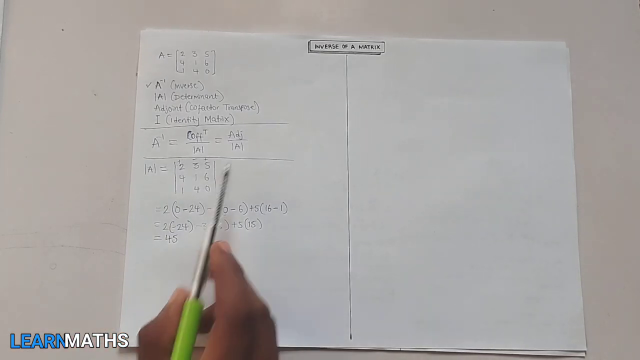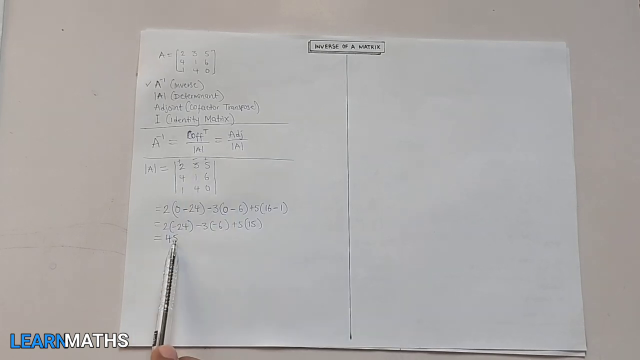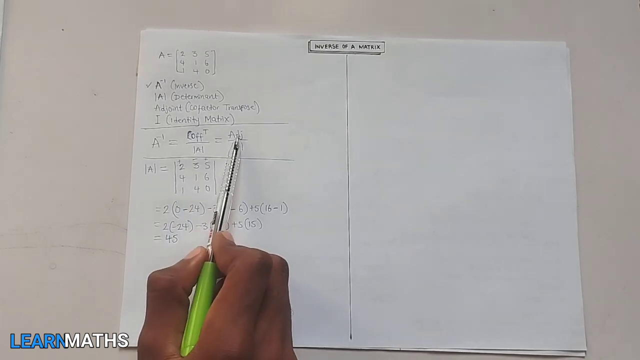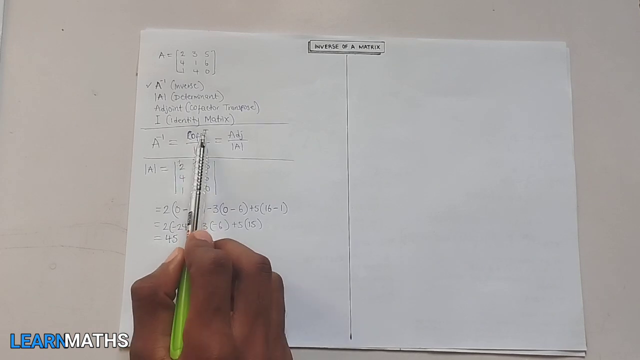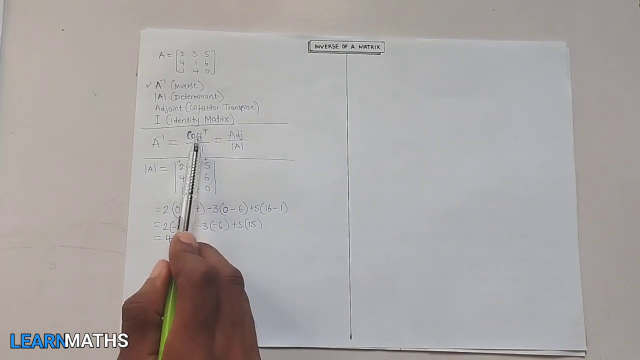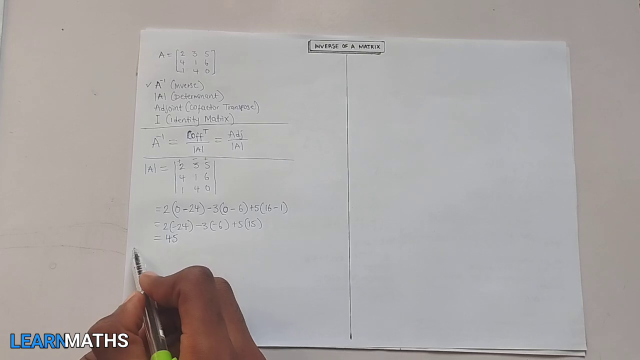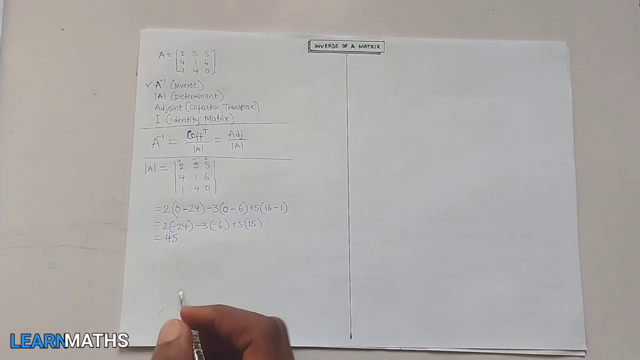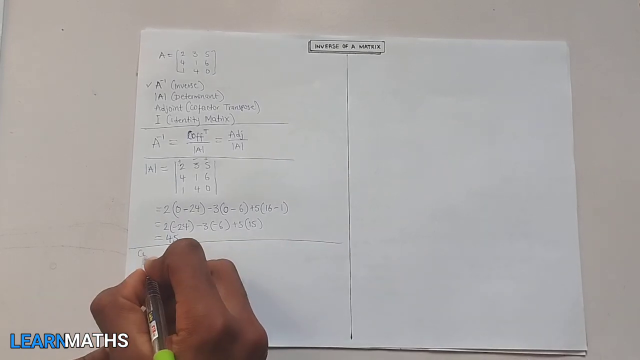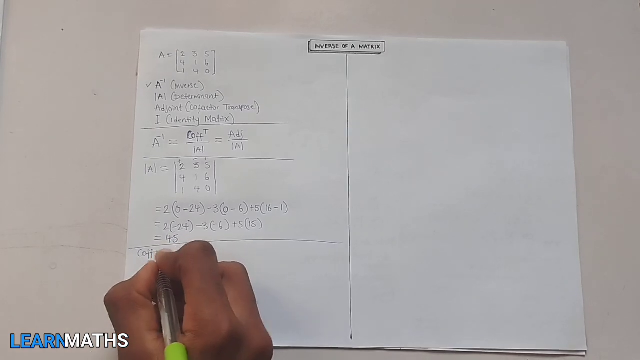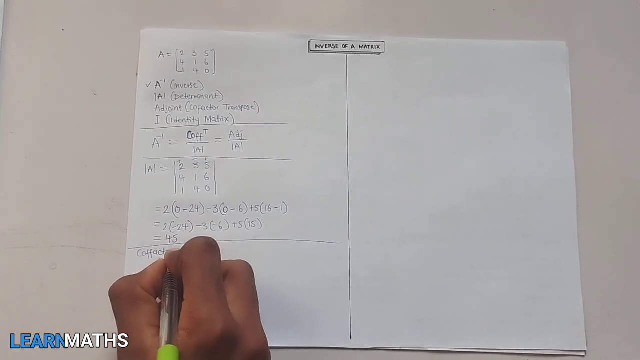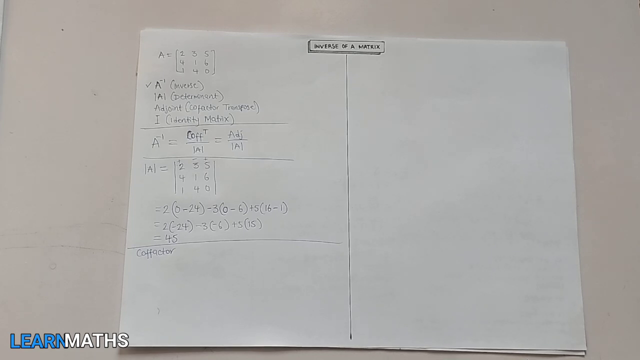Alright, now we have found the determinant of A, that's 45. How do we get the adjoint? By finding the cofactor transpose, right? So how do we get the cofactor before transposing it? Now this is what we are going to do. Let's find the cofactor.